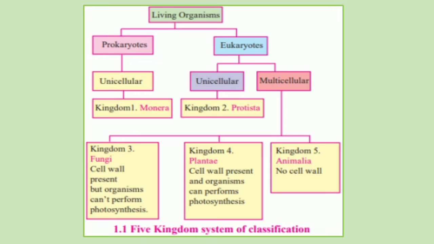Eukaryotes are further classified into unicellular and multicellular. The unicellular living organisms are placed in kingdom Protista, while multicellular living organisms are further classified into three subgroups: kingdom 3, which is fungi, kingdom 4, Plantae, and kingdom 5, which is Animalia.